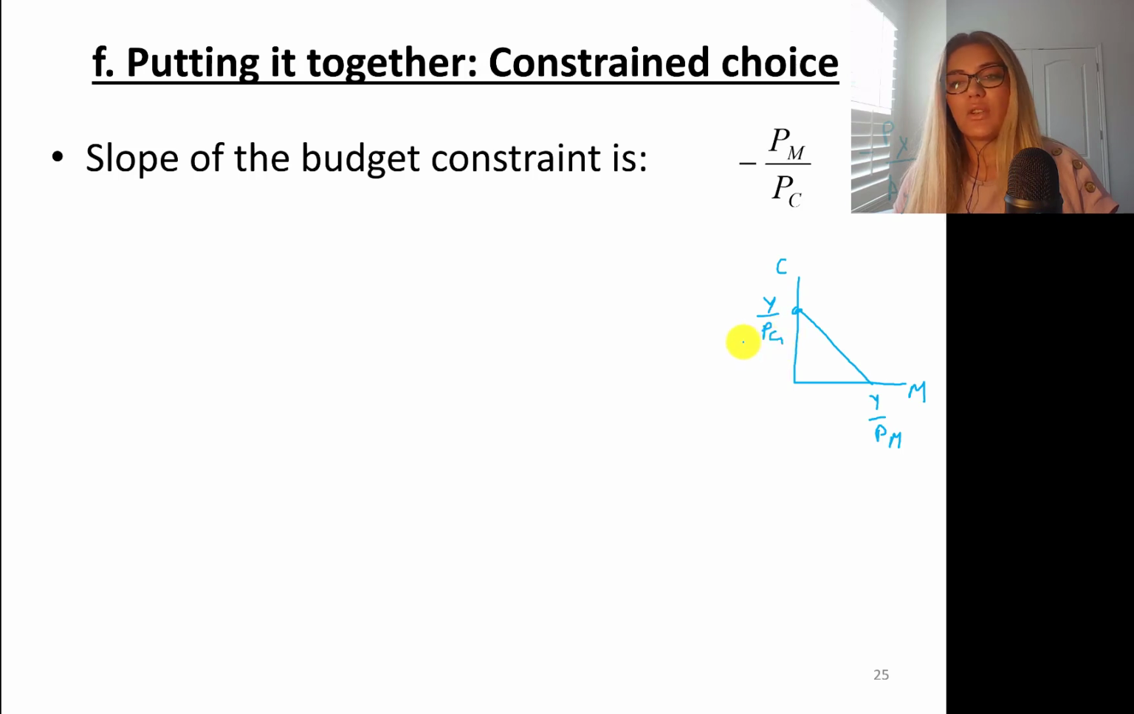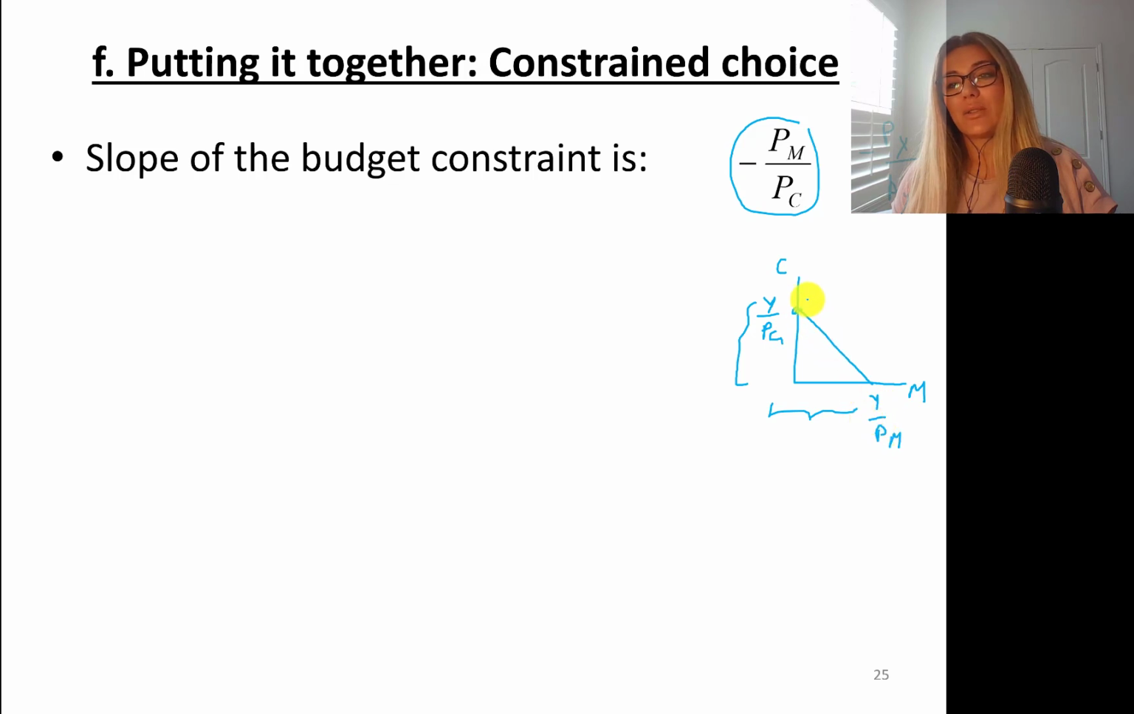Again, watch the previous video if you have any questions. The slope of this line, the budget constraint, is negative PM over PC. Remember, we have rise over run, an easy formula: Y over PC divided by Y over PM.